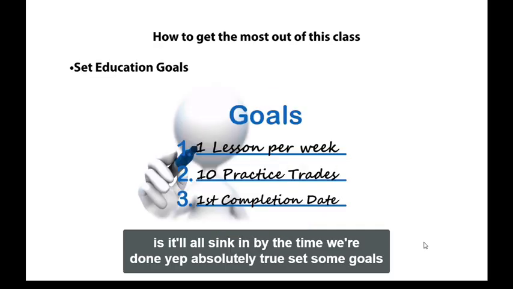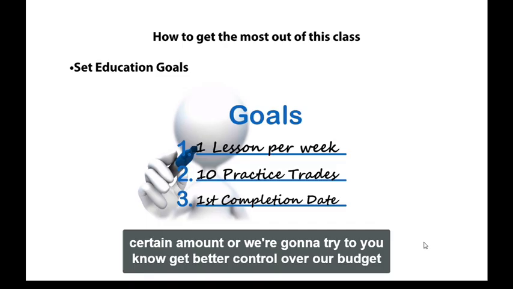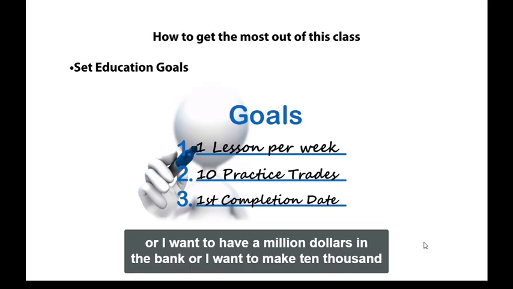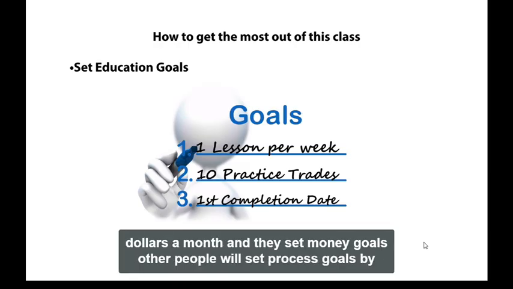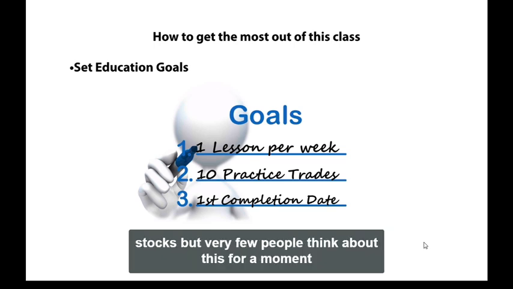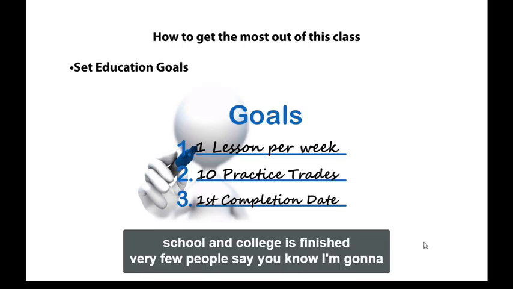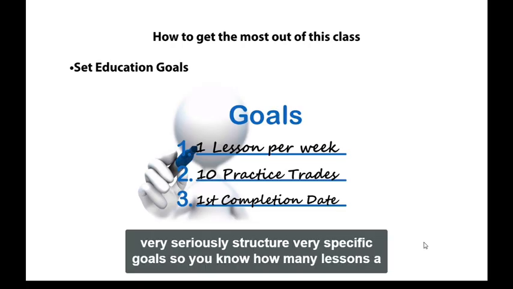Yep, absolutely true. Set some goals. Many people will set money goals. They'll say, well, we're going to try to save a certain amount, or we're going to try to get better control of our budget, or I want to have $1 million in the bank, or I want to make $10,000 a month. And they set money goals. Other people will set process goals by saying, I'm going to buy 5 rental houses, or I'm going to buy so many stocks. But very few people, think about this for a moment, very few people set goals on learning things. Very few people do. After high school and college is finished, very few people say, I'm going to very seriously structure very specific goals.